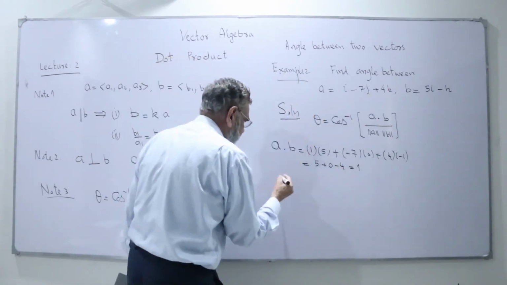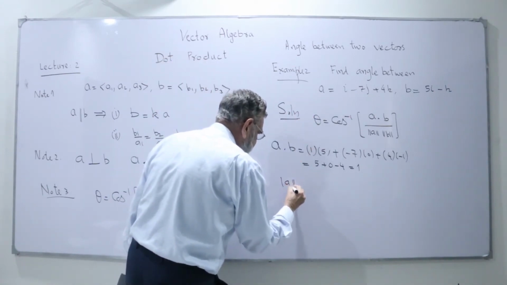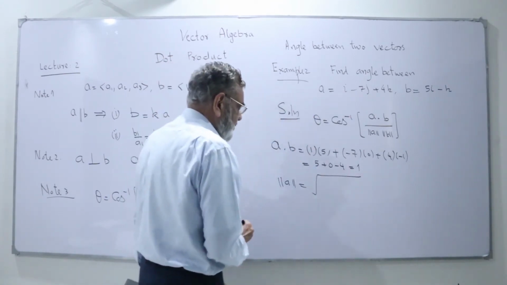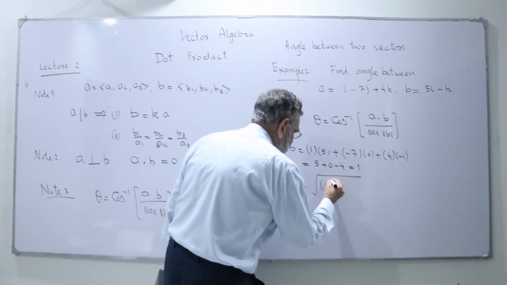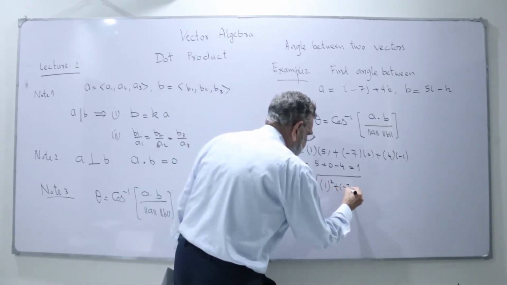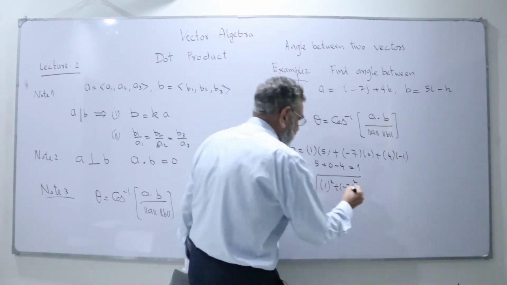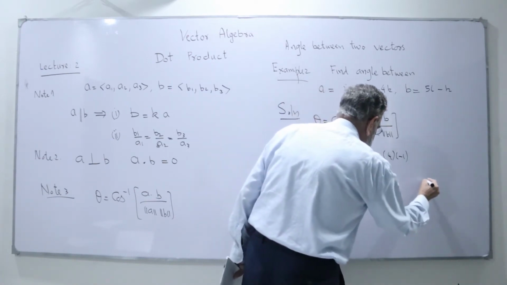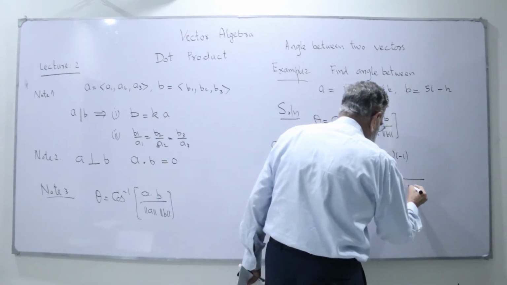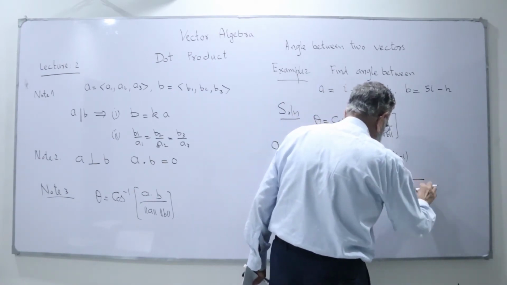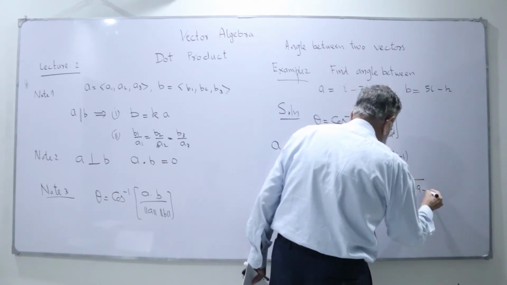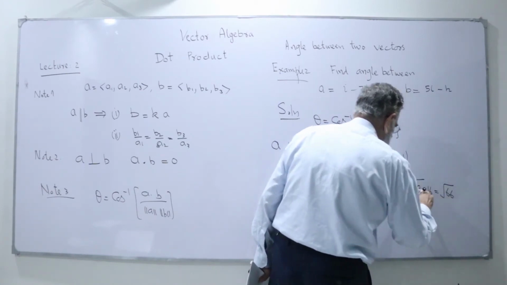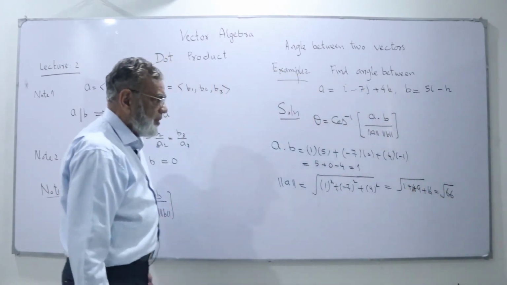I find the magnitude of A. The norm of A has a root sign: A1 squared is 1 squared, plus A2 squared, minus 7 whole squared, plus A3 squared, 4 whole squared. We get 1 plus 49 plus 16, and this is equal to 66. 49 plus 1 is 50, 50 plus 16 is 66.